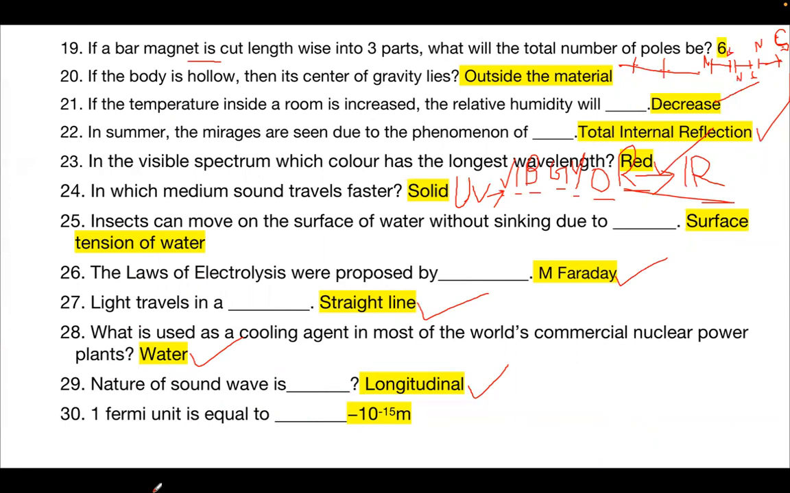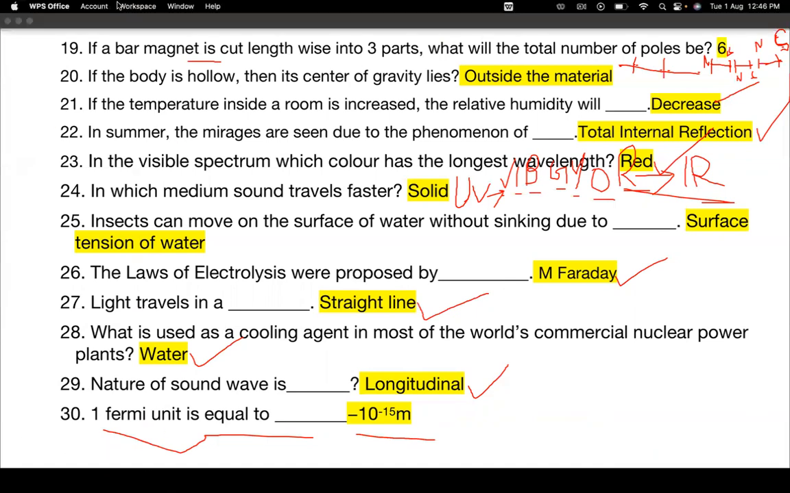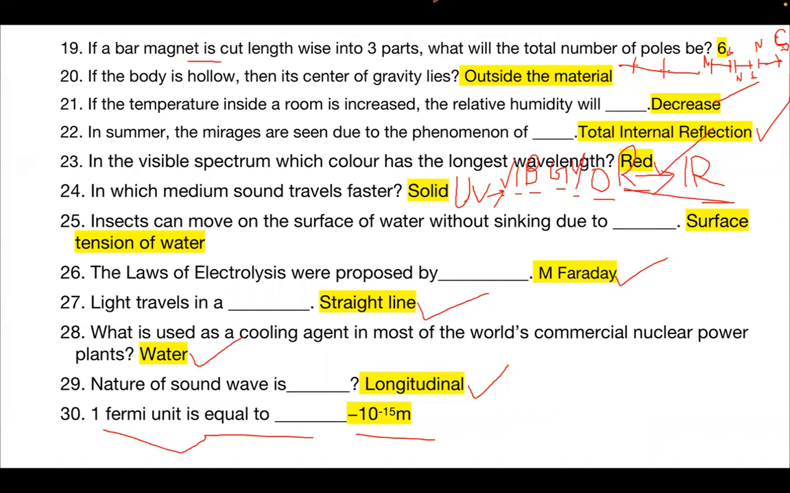Okay. And the next question is, 1 Fermi unit is equal to dash. So it is 10 to the power of minus 15 meters. Okay. 1 Fermi unit is equal to 10 to the power of minus 15. So it is not minus 10 to the power of minus 15, but it is 10 to the power of minus 15. Okay.